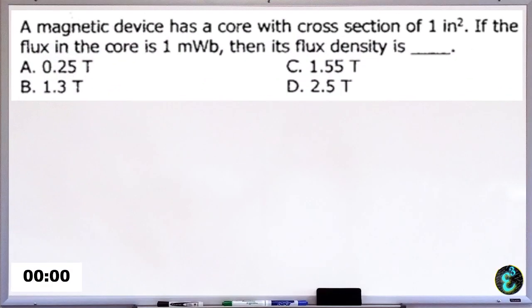Next, a magnetic device has a core with a cross section of 1 square inch. If the flux in the core is 1 milliweber, the flux density is blank.